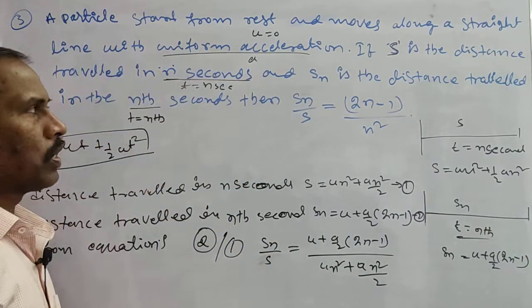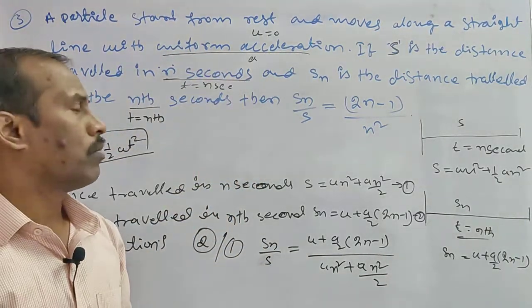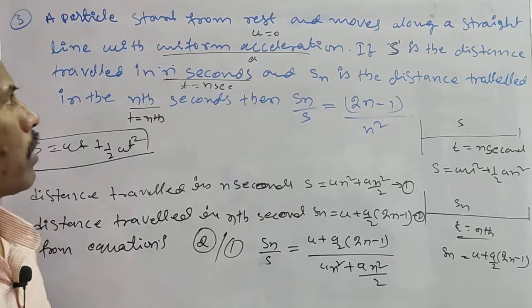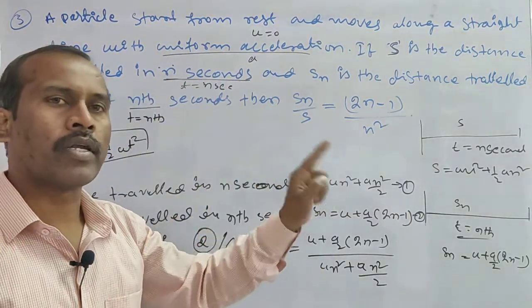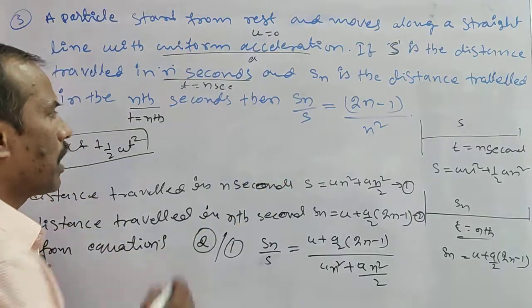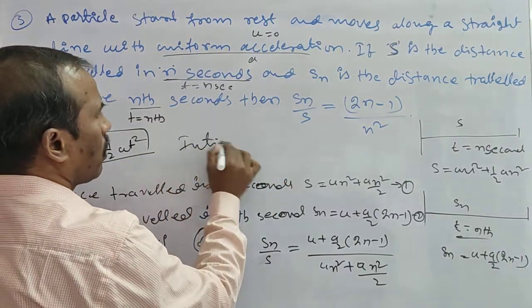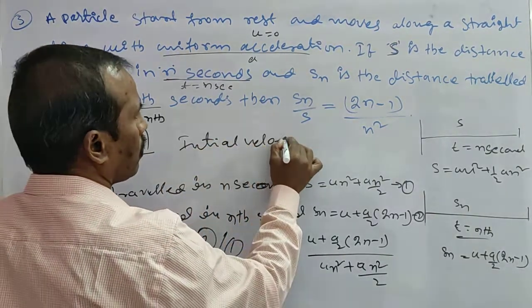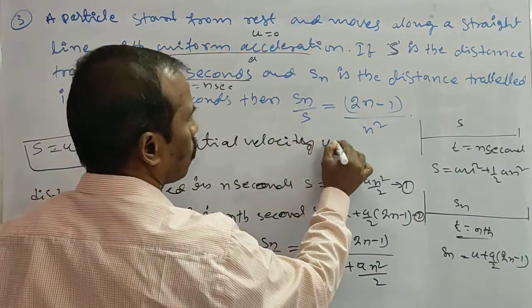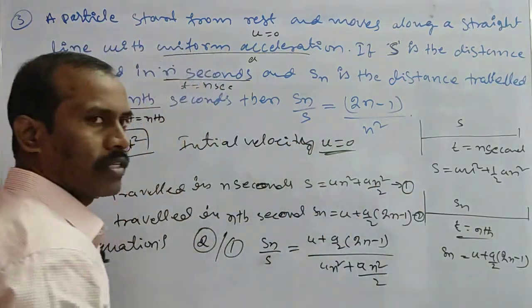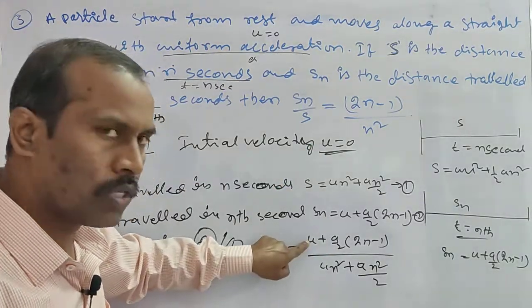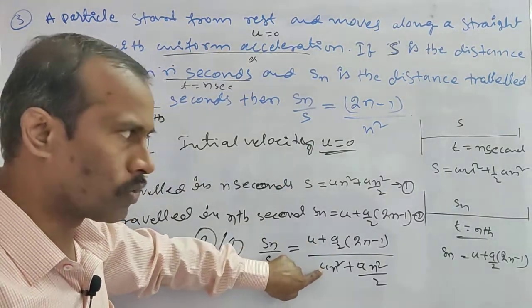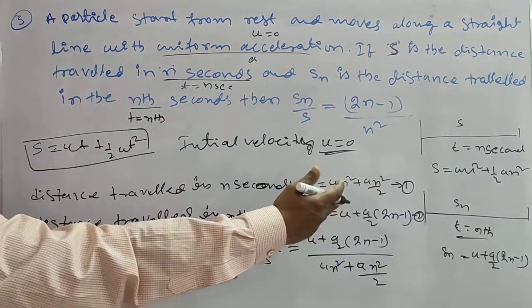Now according to the given problem, the particle starts from rest. That means the initial velocity u is equal to 0. Substituting this u value in this one, u is equal to 0, so this is equal to 0. Now note this one first of all.